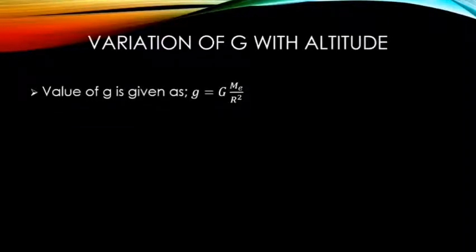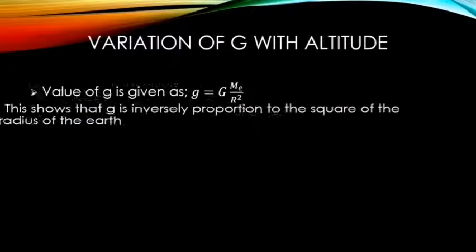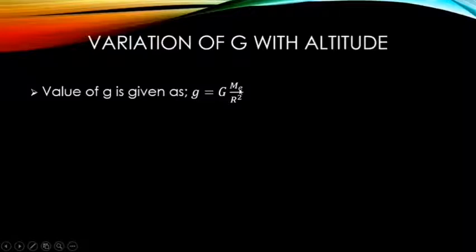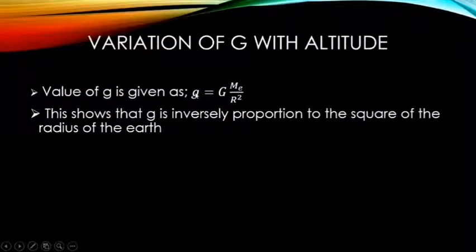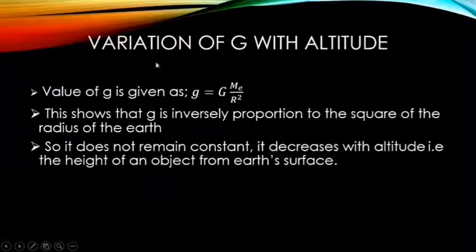The value of g, that is gravitational acceleration, is given as small g is equal to capital G Me over r square, where small g is the gravitational acceleration, capital G is the gravitational constant, Me is the mass of the earth, and r is the radius of the earth. This relationship shows that the gravitational acceleration is inversely proportional to the square of the radius of the earth. It means that whenever you move away from the earth, the gravitational acceleration decreases. So the value of g does not remain constant and it decreases with altitude.